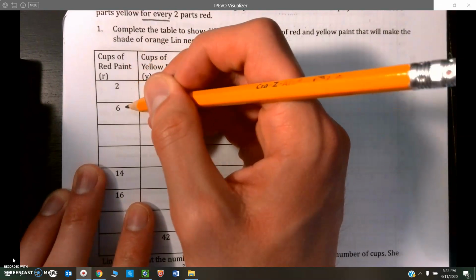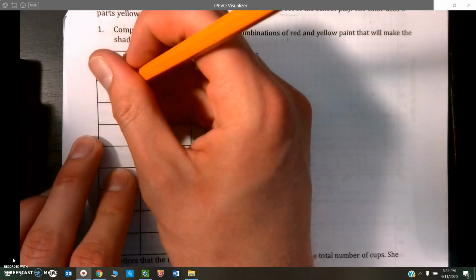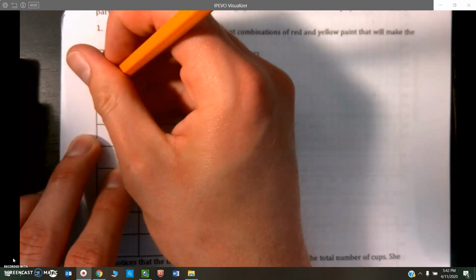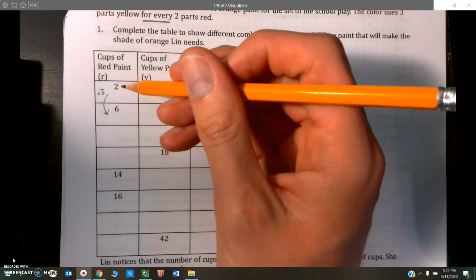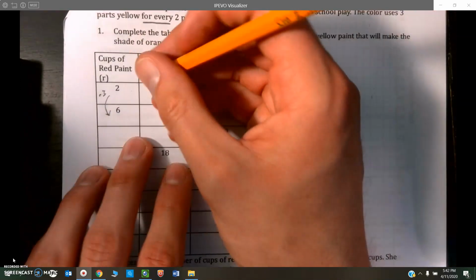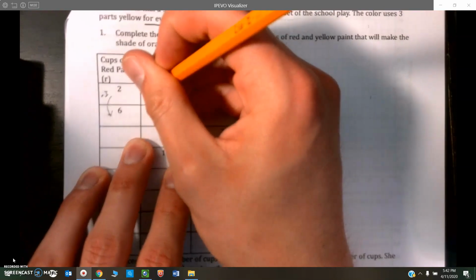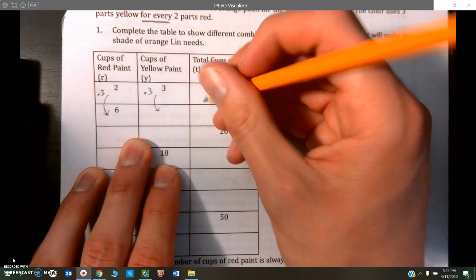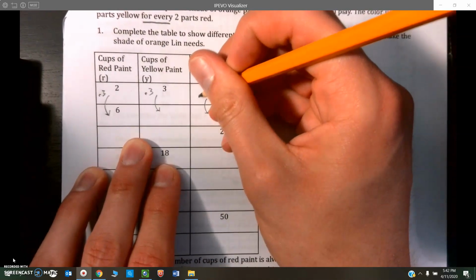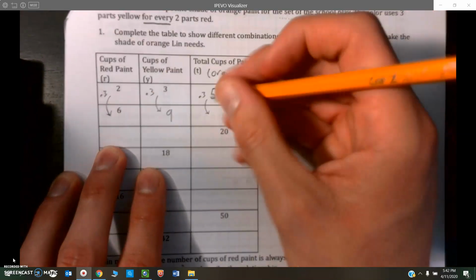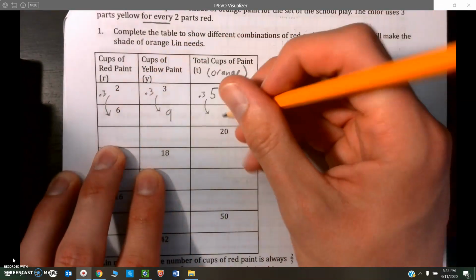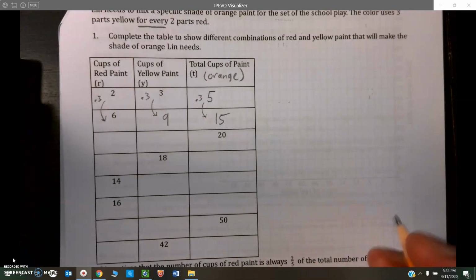So if we look here, from 2 cups of red paint to 6 cups of red paint, I'm taking that 2 and I'm multiplying it by 3. So if I triple the amount of red paint I use, then I must also triple the amount of yellow I use. And by tripling both of them, that will also triple my total. So if I used 6 cups of red, then I would use 9 cups of yellow, and the 6 and 9 together would make 15 cups of orange. Alright? So now let's keep going.